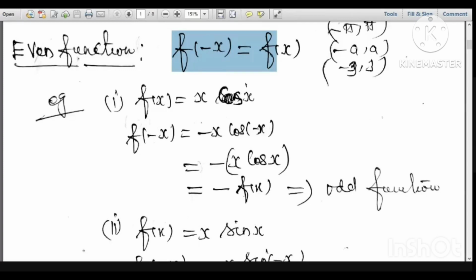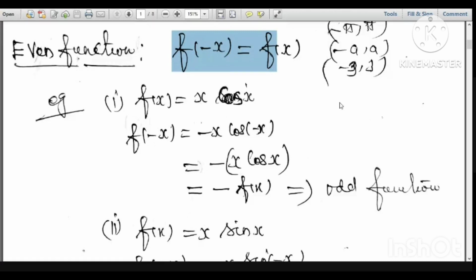So this is very important, okay? So f of minus x is equal to plus f of x is even function. F of minus x is equal to minus f of x is odd function. So let us see some examples for the even as well as odd function. What I said now, odd function is f of minus x is equal to minus f of x. So let us see one example. F of x is equal to x cos x. We have to prove it. Is it even or odd?